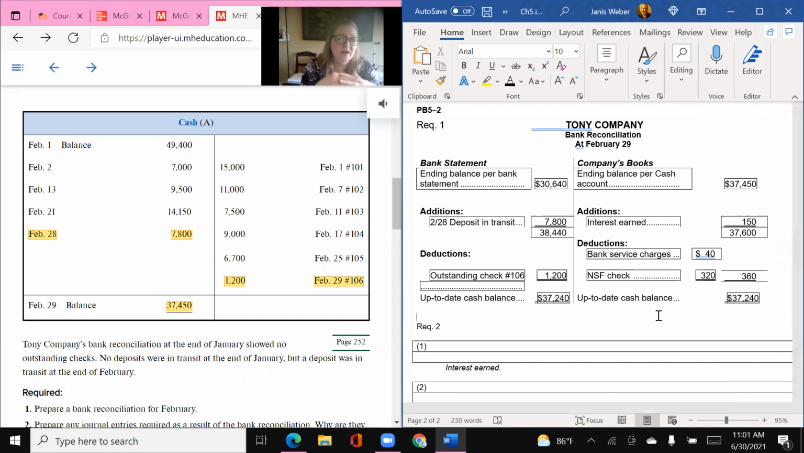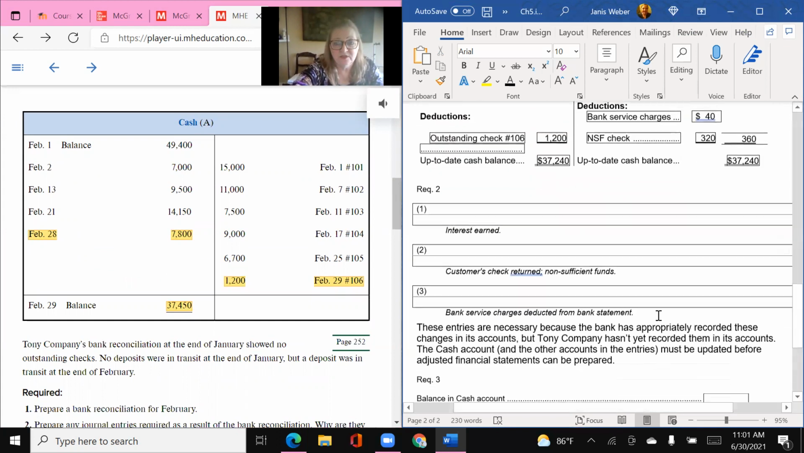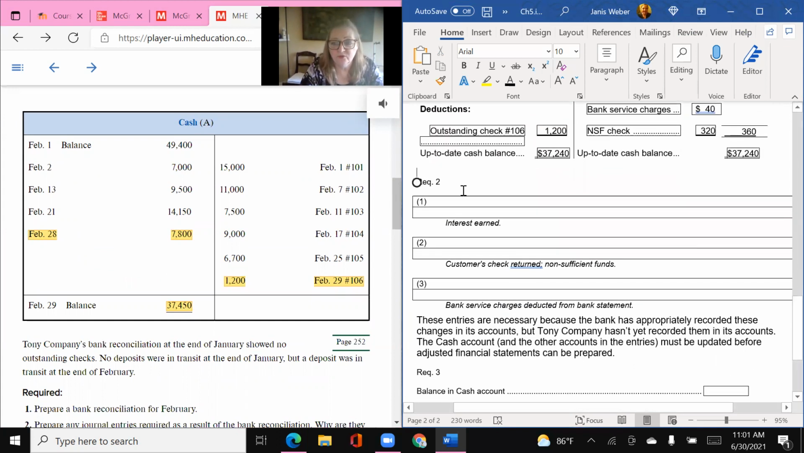So everything that you have to do to correct the book balance needs a journal entry because there's not another way, as you know, to get a correction on a T account other than making these entries. So we're going to make an entry for the interest earned.